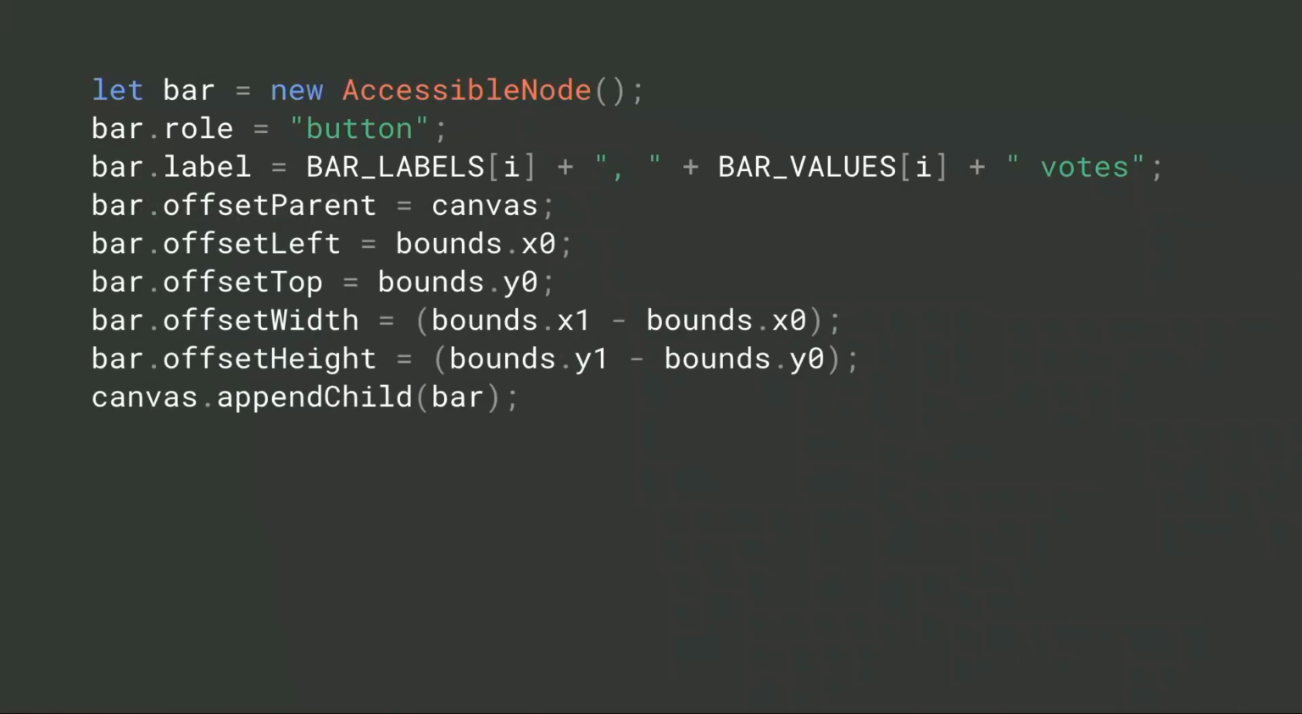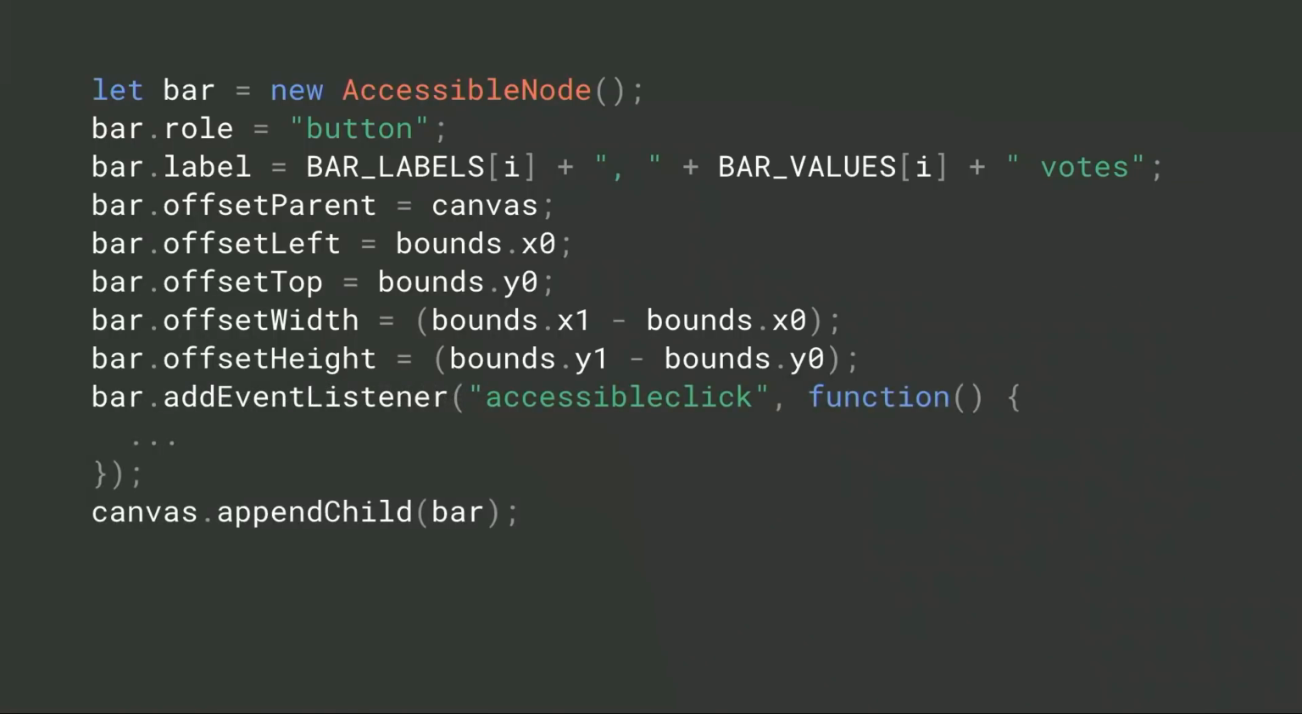And then because this element is completely virtual, we need to give it a bounding box. So we're going to set the offset left, top, width, and height. And we're going to set the offset parent. That allows us to use whatever coordinate system is the most convenient for us. And then finally, we're going to add an event listener. And so that way, even though this is a totally virtual element that's not corresponding to the DOM, it's going to be visible to assistive technology, and we can receive events directly on this element.